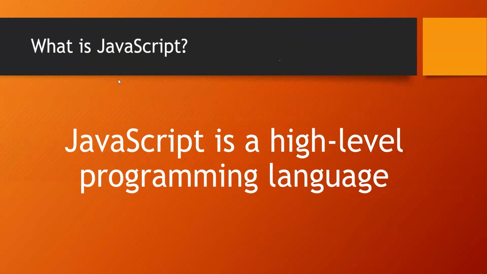What does it mean? High-level programming language means most of the things will be taken care of by the JavaScript language, and you don't have to worry about it. Let me give you an example of an ATM machine. When you withdraw an amount, you don't worry about how the bank will handle it in the background, right? The bank is just supposed to take care of debiting money from your account and giving you the cash. JavaScript does the same.